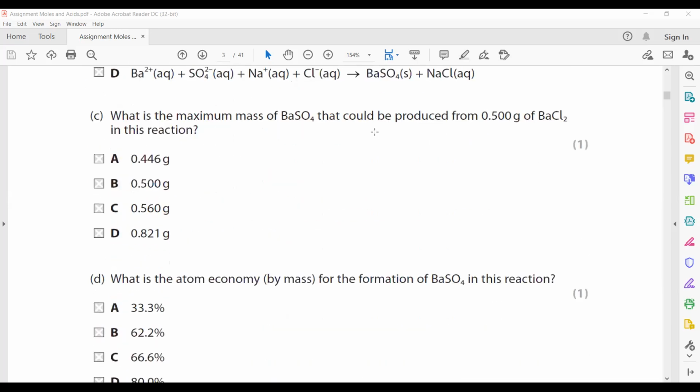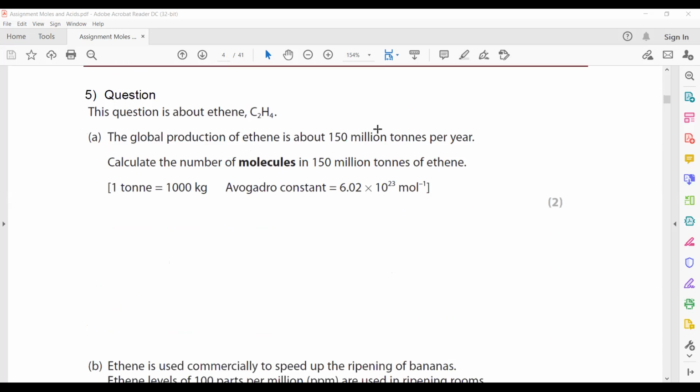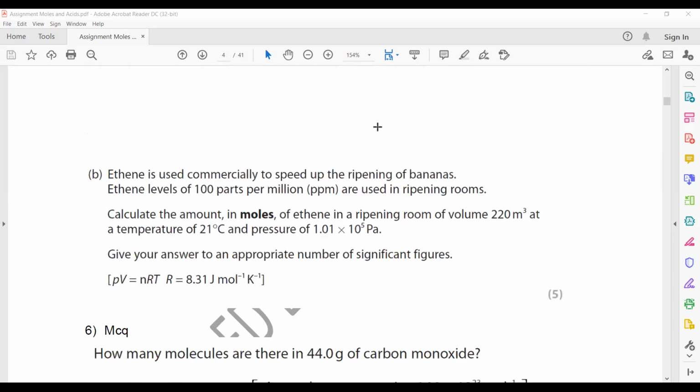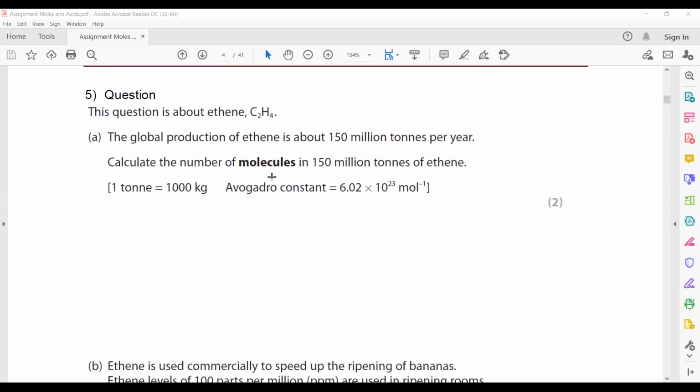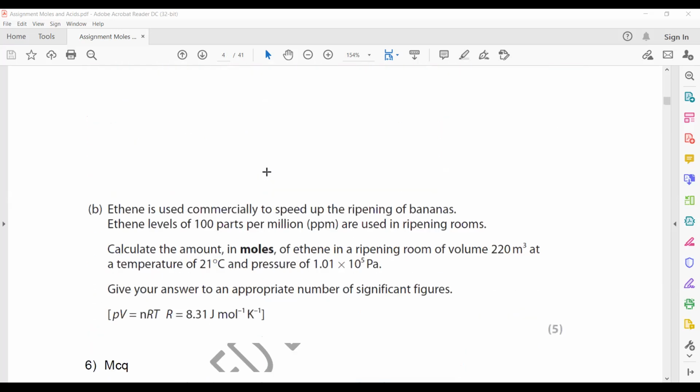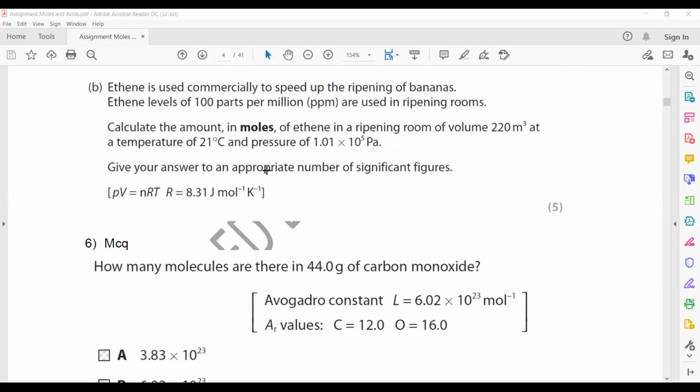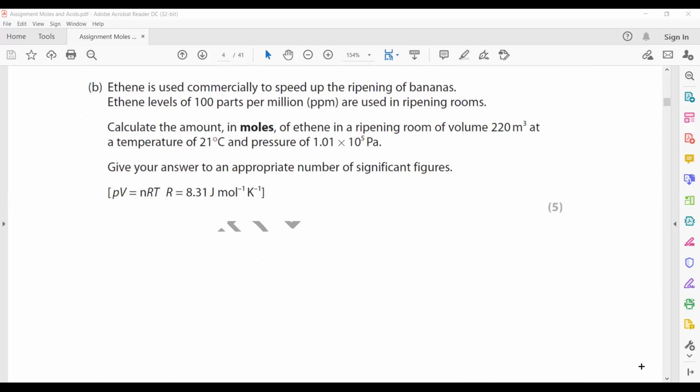This is related to salt. Now we will do some questions related to the equation PV equals nRT. So in this question, you don't have to memorize this equation. You can clearly see that in the question they provide you the equation PV equals nRT.